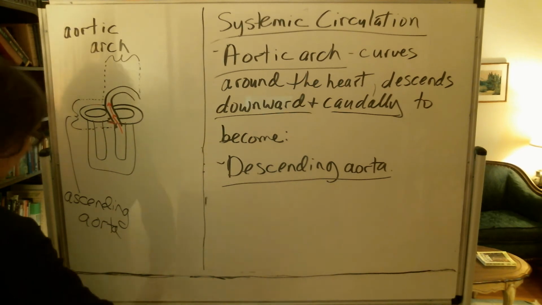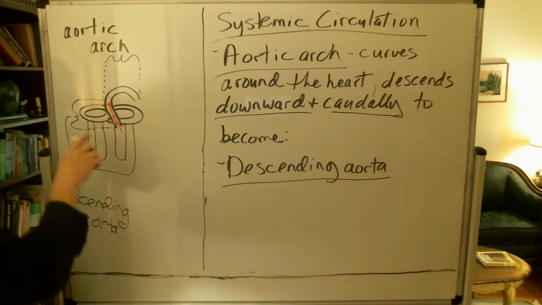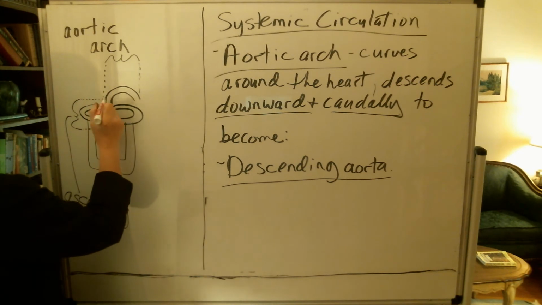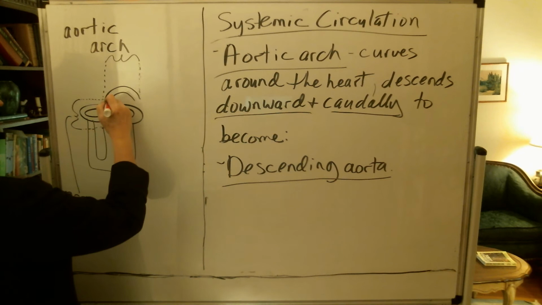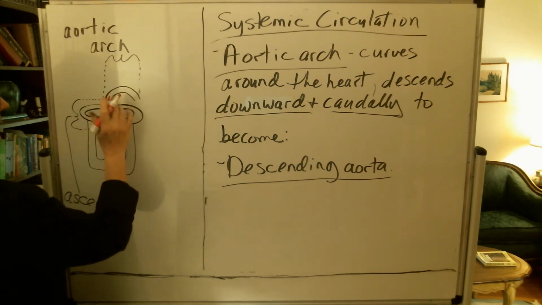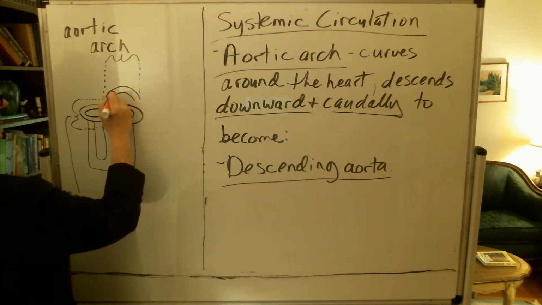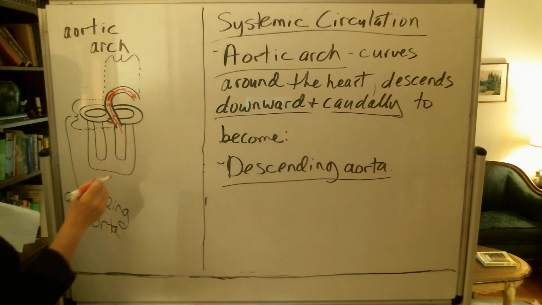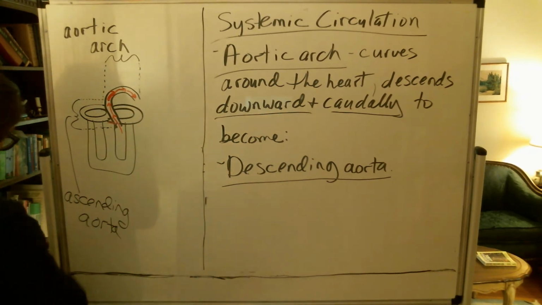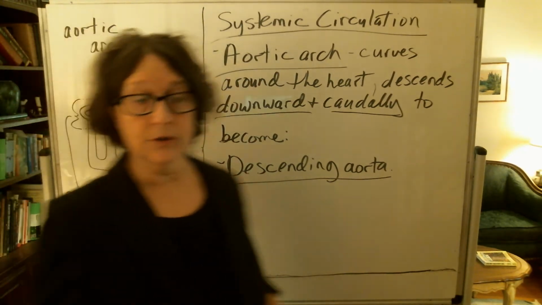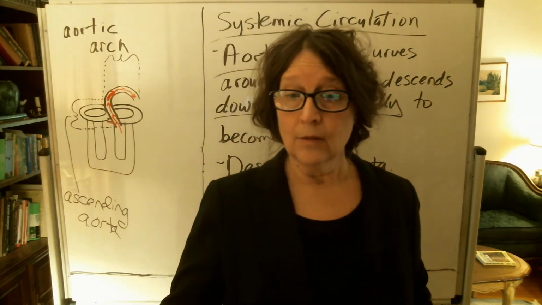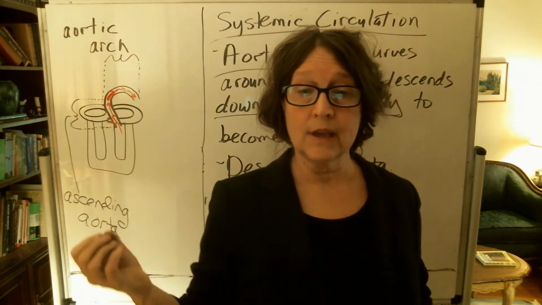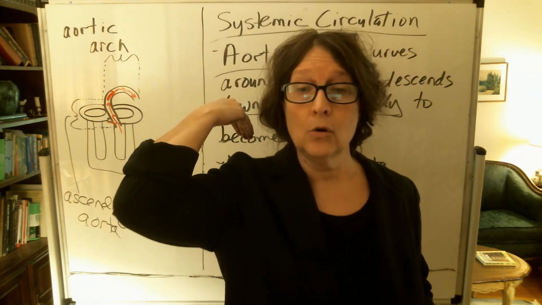So the aortic arch, take a look using the red marker here. Now it goes up, it goes around the heart, it hugs the heart pretty much, but I didn't do it that way here just so you could see it. And then it goes down. It descends downward. Now remember your directional terms. The blood goes downward, the aorta goes downward and caudally.